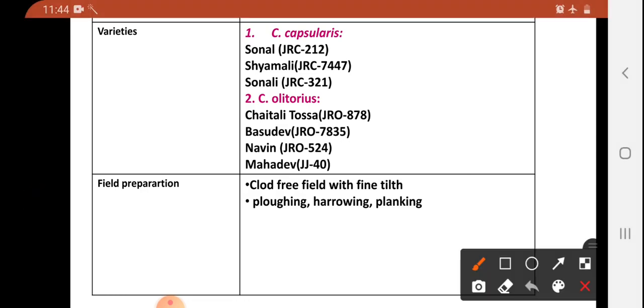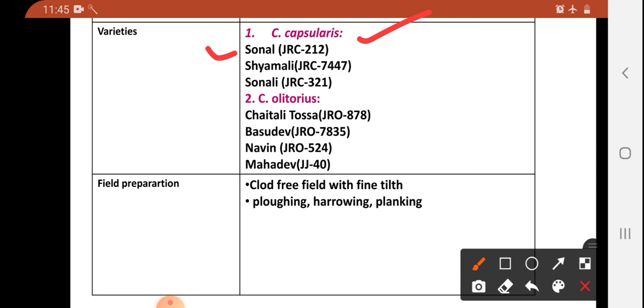Here are the varieties and field preparation. As we learned in the previous slide, this jute crop has two cultivated species. One is capsularis species and the next one is olitorius species. So according to these species, varieties are again different. Here are the varieties according to species. Here are the varieties of capsularis species.